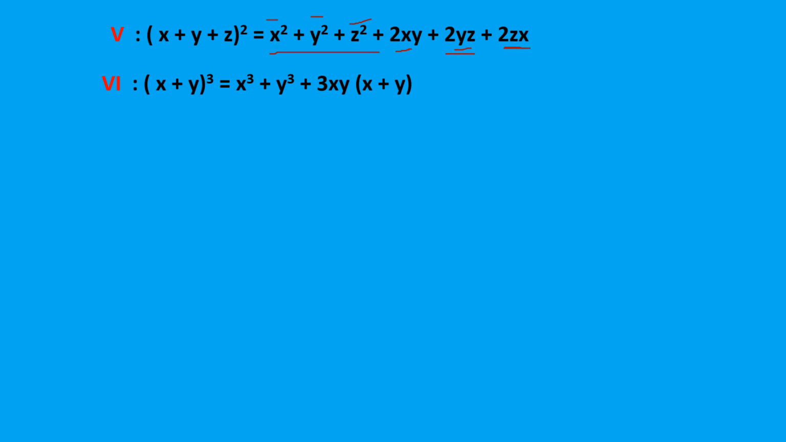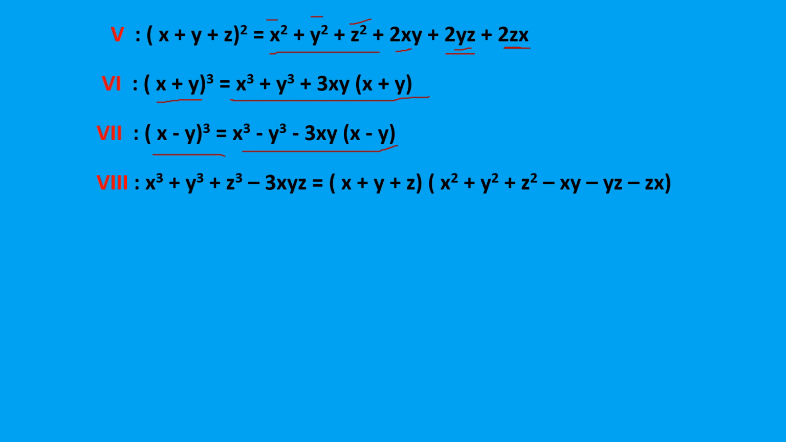Now the sixth identity: (x + y) whole cube is equal to x cube plus y cube plus 3xy into (x + y). In the same way, we have the next identity, (x - y) whole cube, that is equal to x cube minus y cube minus 3xy into (x - y). And the last identity, the eighth identity, is x cube plus y cube plus z cube minus 3xyz is equal to (x + y + z) into (x square plus y square plus z square minus xy minus yz minus zx).